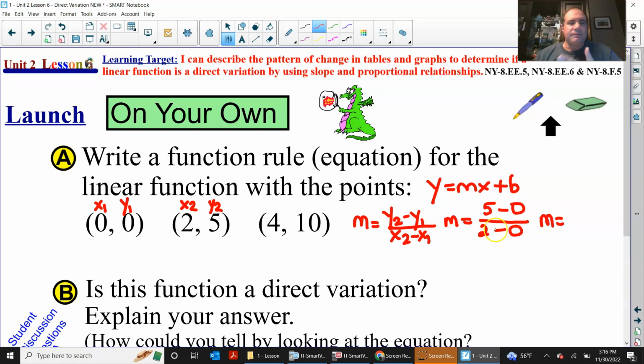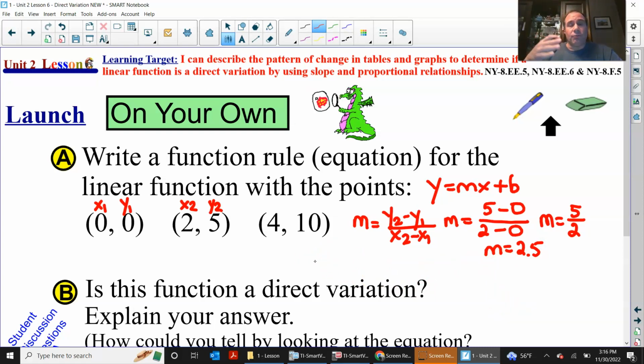So I can do this in my head. 5 minus 0 is 5. 2 minus 0 is 2. I'm going to leave it like this, 5 over 2. I could really put this into 2.5. So I'm not graphing, so I'm just going to put it as 2.5. So my m is 2.5, but I need a b.